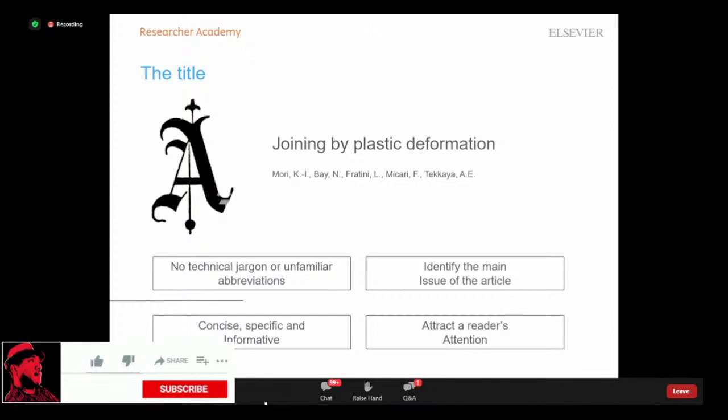Then the title. And the title, of course, as mentioned earlier, is one thing that's really important in the indexation process and making sure that your paper can be found. I've used the title here by Professor Takaya. And what I really like about it is that it's short, it's extremely concise, and everyone knows what this paper is about.